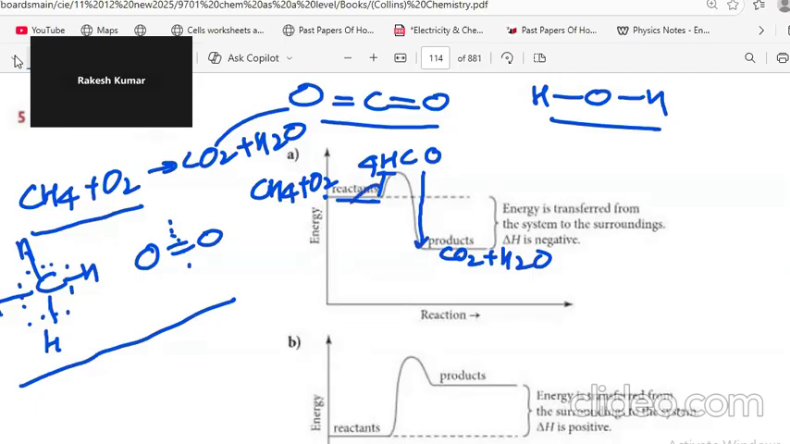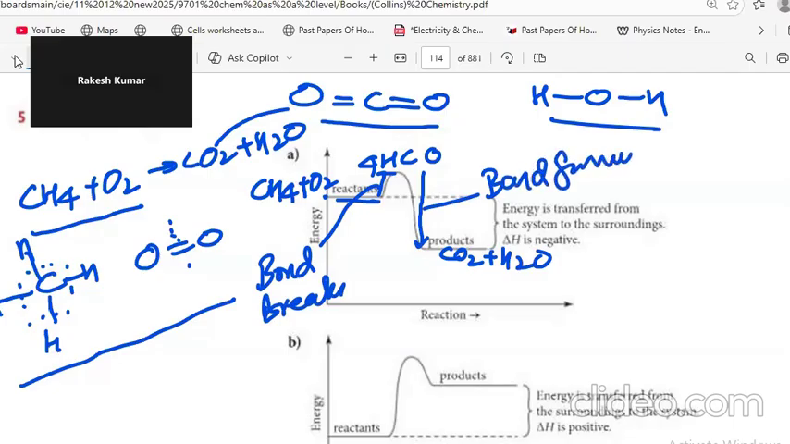So here bond breaking is happening, and here bond forming is happening. Within the reaction also, this bond forming is going lower. It's an exothermic reaction, and this is breaking. It requires energy, and this is endothermic. Within a reaction also, there is an endothermic and exothermic process going on.